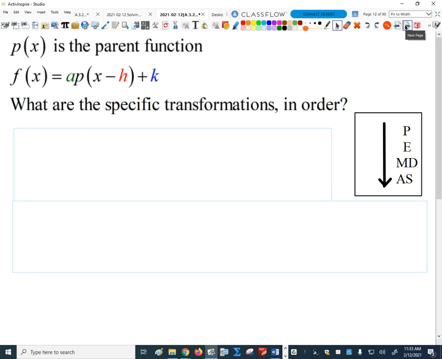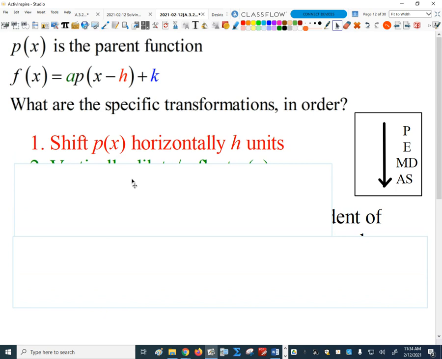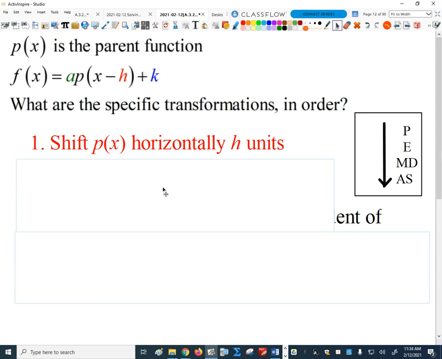Well, you could follow the order of operations, right? Like if I've got this transformation of the parent function p of x here, well, following order of operations, we would first focus on the parentheses, right? So in the parentheses, we're subtracting h. So we would shift horizontally by h units first, maybe, if we're following order of operations. Then we would do, well, there's no exponents, right? Let's cross these off as we go here.